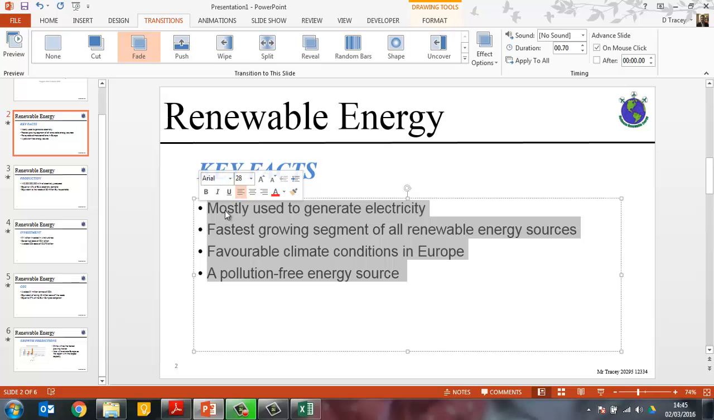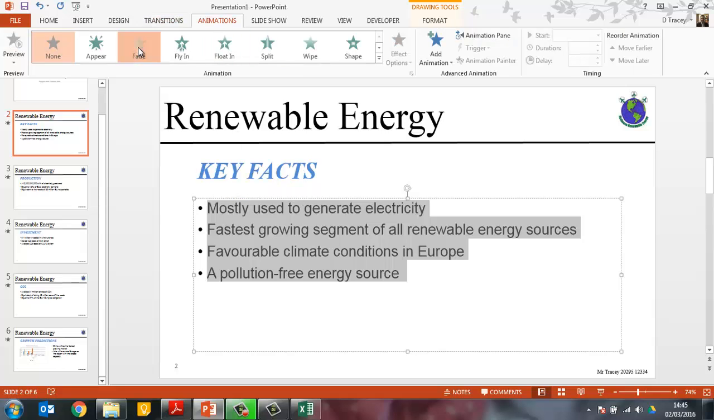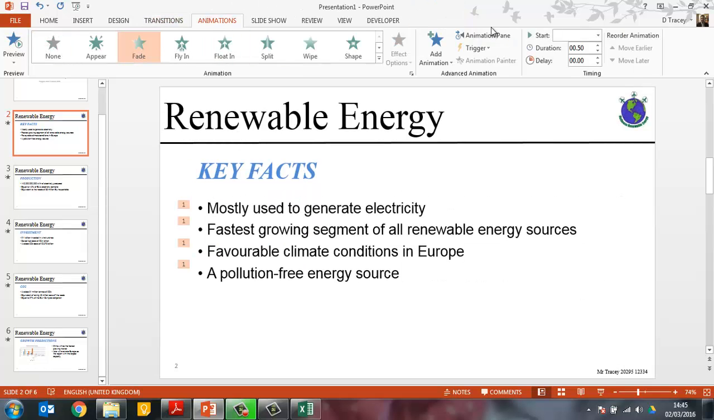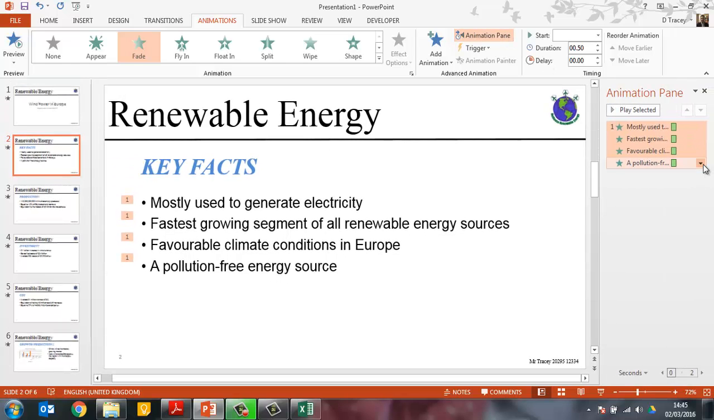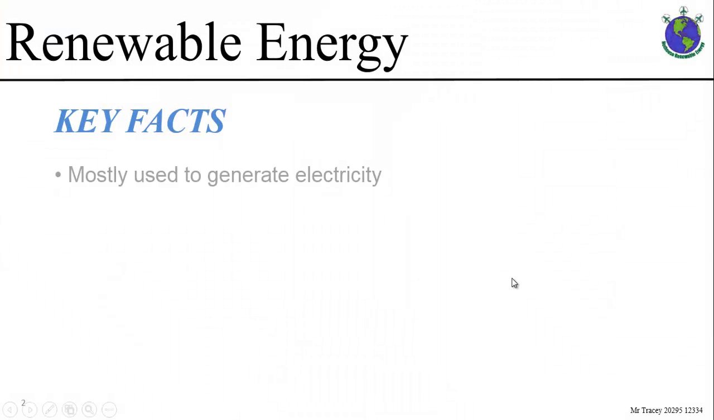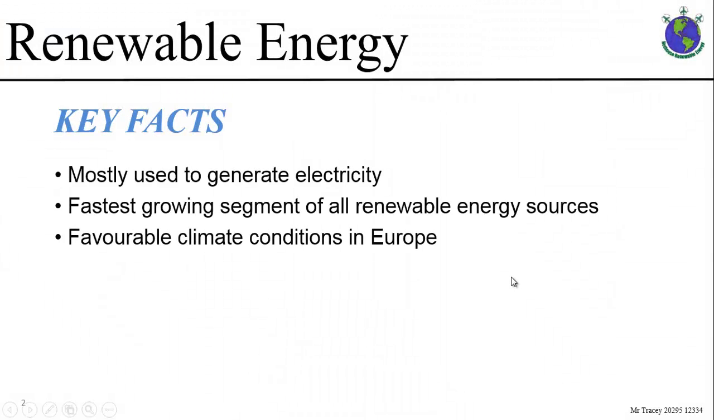And for animations, it might want bullet points coming in one by one. So for that, if you highlight the bullet points, go to animations, pick the one that you want. If you show the animation pane, then we can change them all to happen on click, so that each bullet point comes in individually.